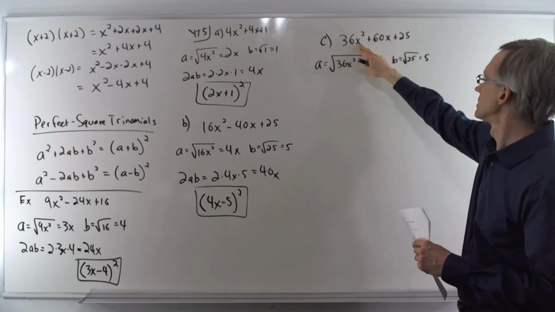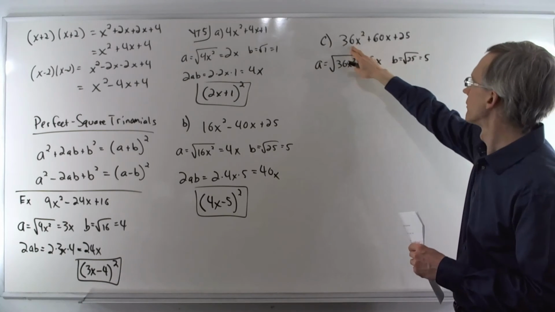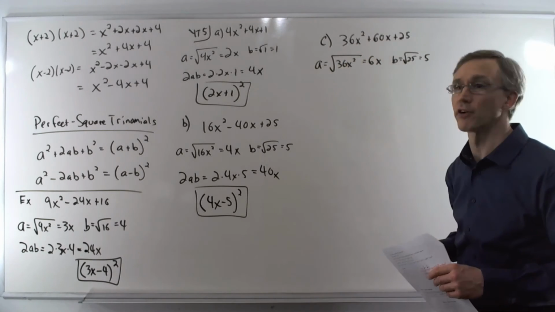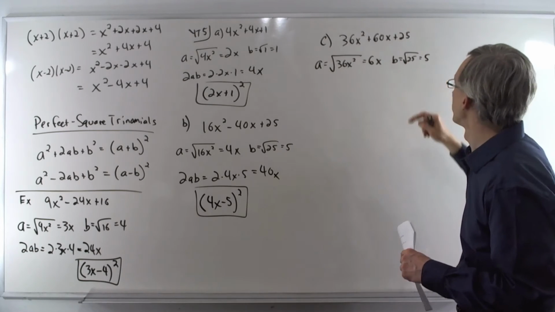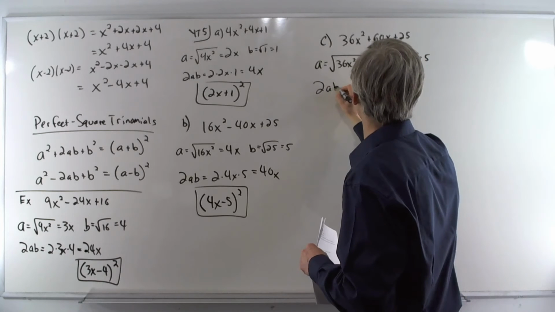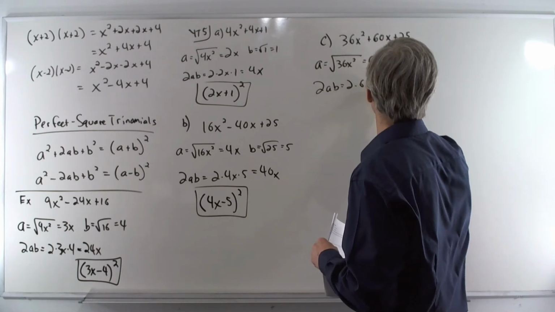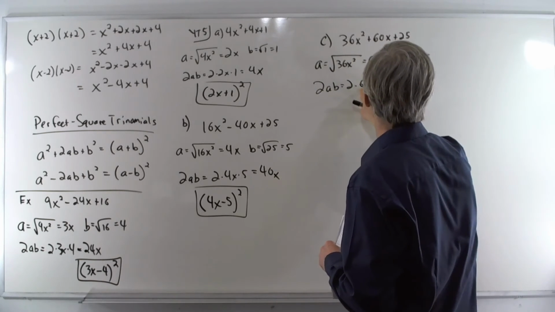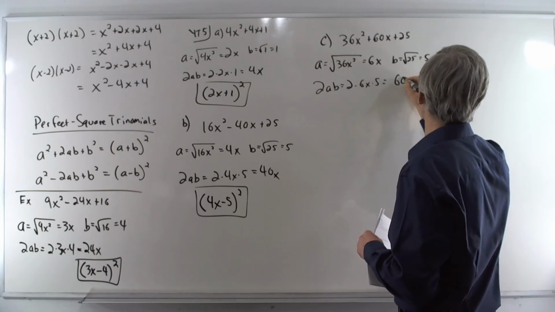All right, we have perfect squares here, perfect squares here. So we'll take the square root of 36x squared and get 6x for a. Take the square root of 25 and get 5 for b. 2ab now is 2 times 6x times 5. 6 times 5 is 30, times 2 is 60.